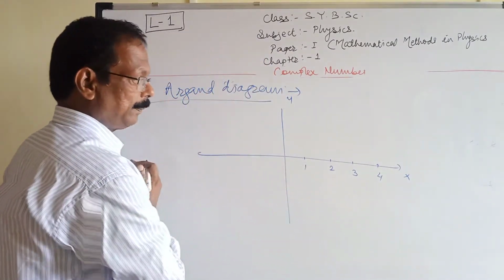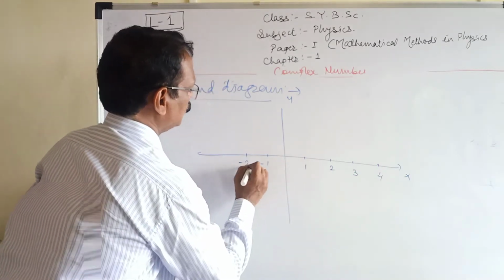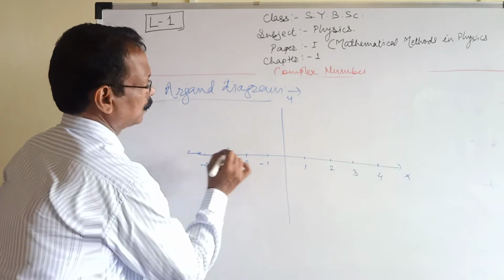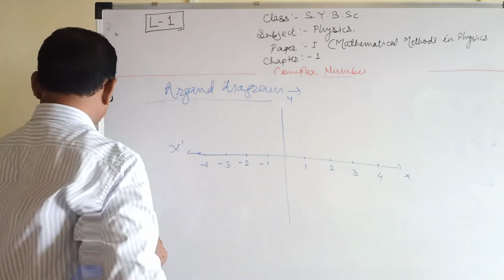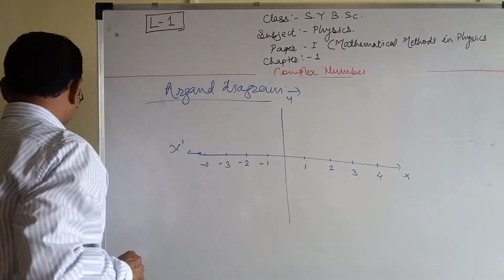So to the left-hand side here it is minus 1, minus 2, minus 3, minus 4 and so on. So it is your x dash here. Now we can change the color of the pen here.